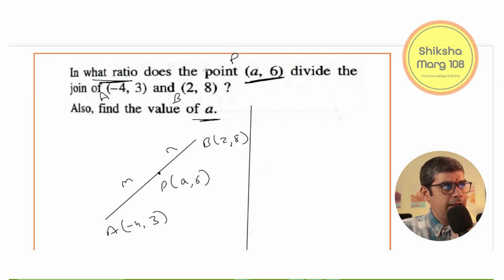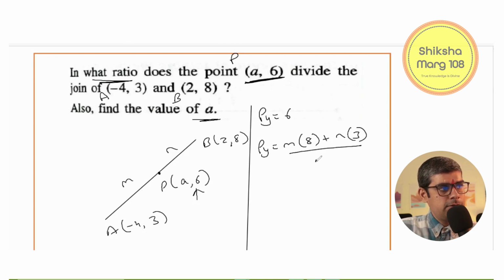So the known value is the y coordinate of P. So that's Py equals 6. So the formula would be Py equals m times the y coordinate of B, which is 8, plus n times the y coordinate of A, which is 3, the whole upon m plus n. Now that Py coordinate is basically 6.